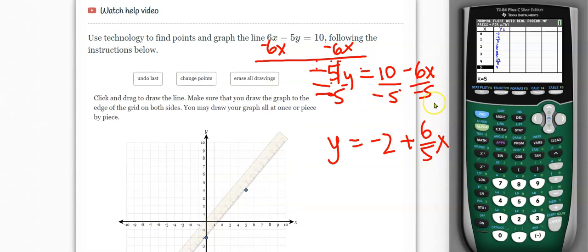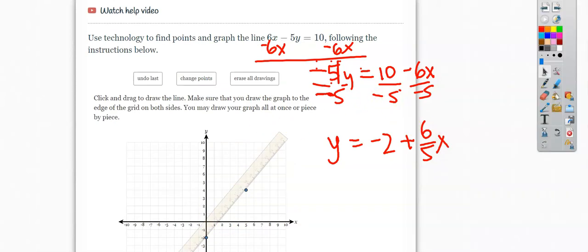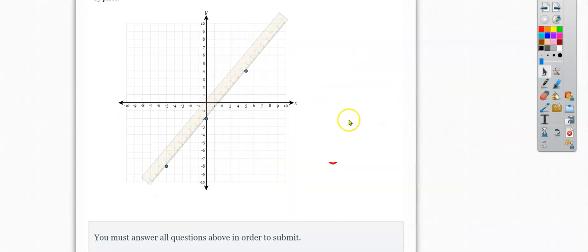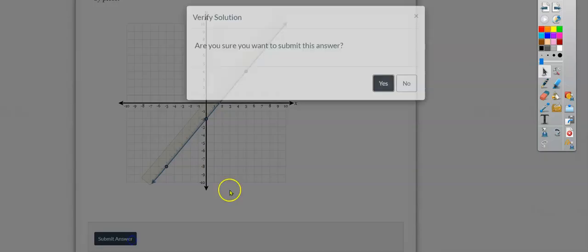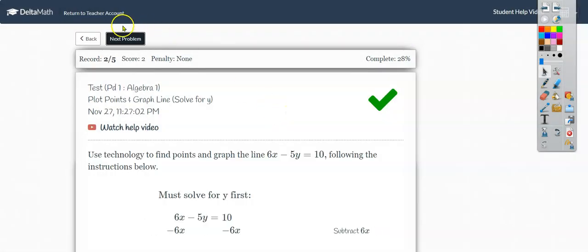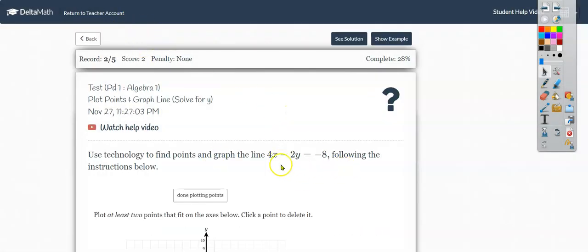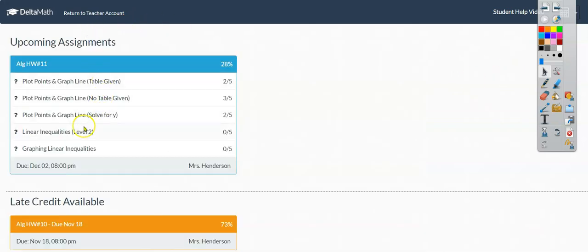Done plotting points. Put this to the side. Clear my screen. Yep, that looks good. Draw my line. Whoa. Try that again. Drag my mouse all the way along the ruler. Fantastic. Alright, so again, isolate for y, generate a table, graph those points.